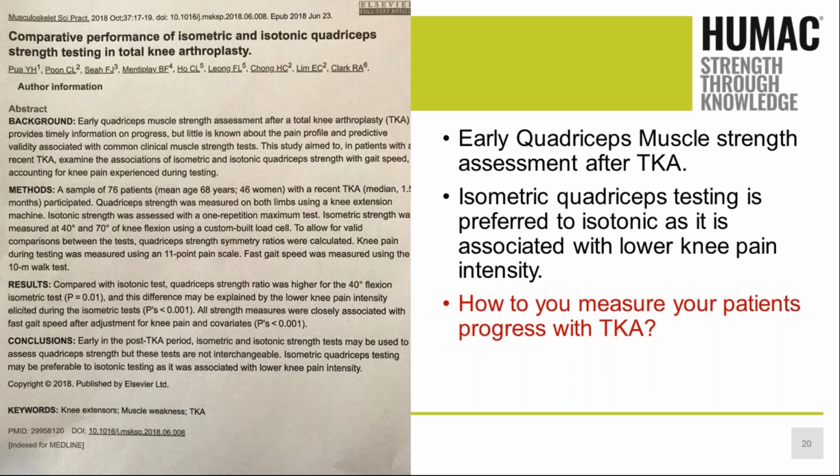And again, one of the conclusions, and I love using research that's not just from the United States, but internationally. So I searched through Europe, I searched through Asia, and again, one of the things that they looked at is that early on in the post total knee period, isometric quad testing may be preferable to isotonic testing because it's associated with lower knee pain intensity. And again, this is a 2018 article from Musculoskeletal Science and Practice.